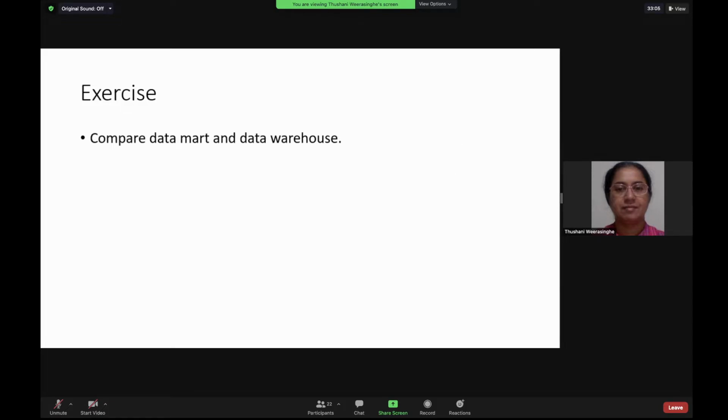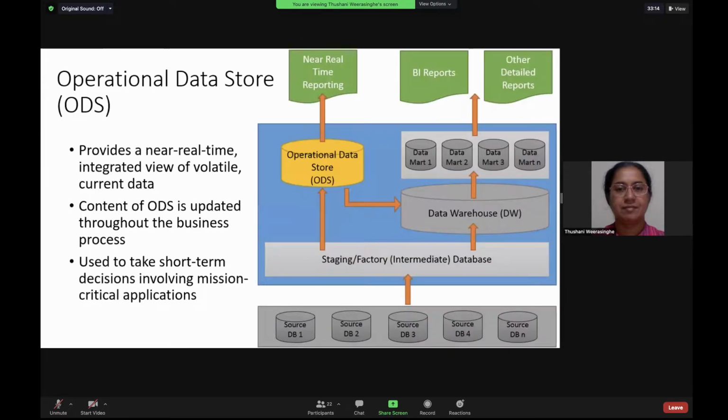And then I have asked you to compare data marts and data warehouse. With this, now I think you can do this one. Then we have the operational data stores. I told you earlier, but if I explain further, you can see that this is the one that actually connects quickly to the TPS, transaction processing systems. That's why we have operational data.